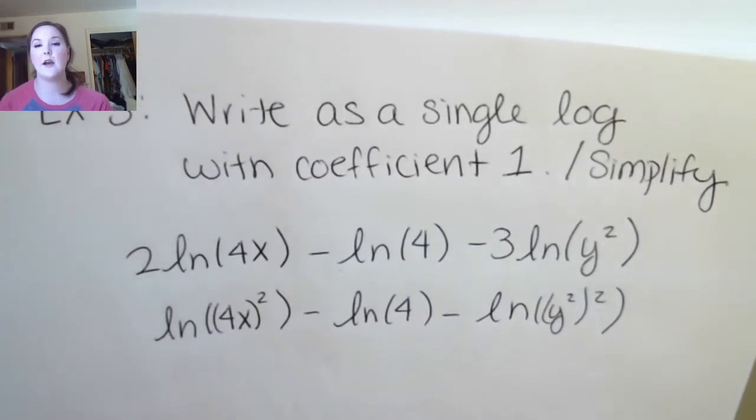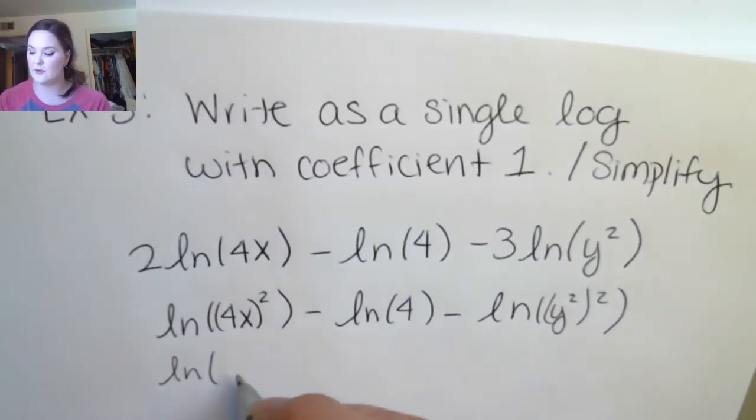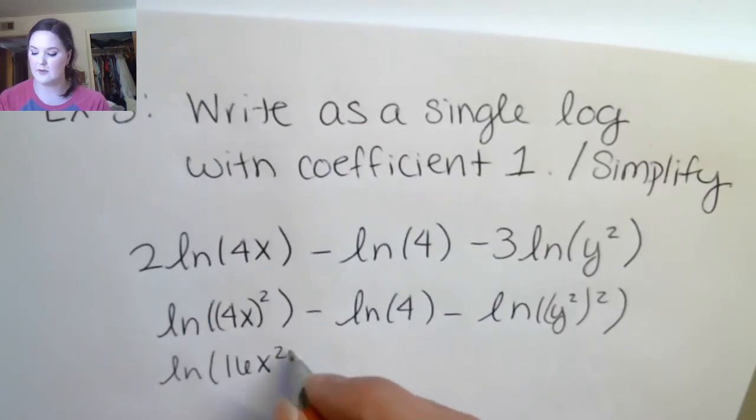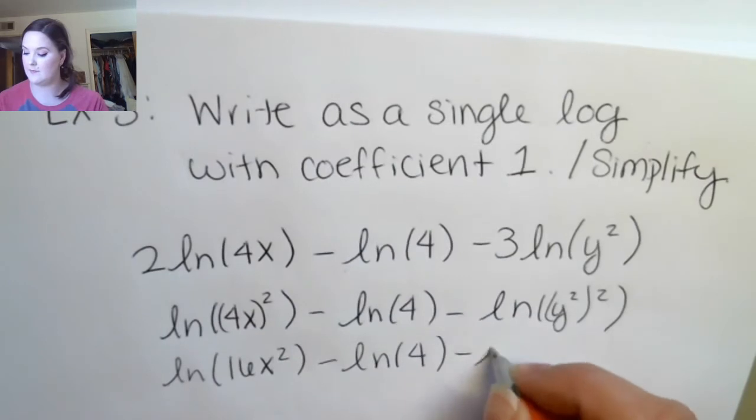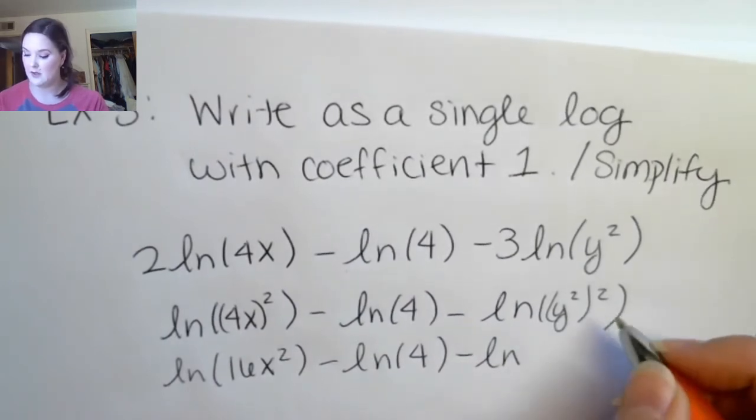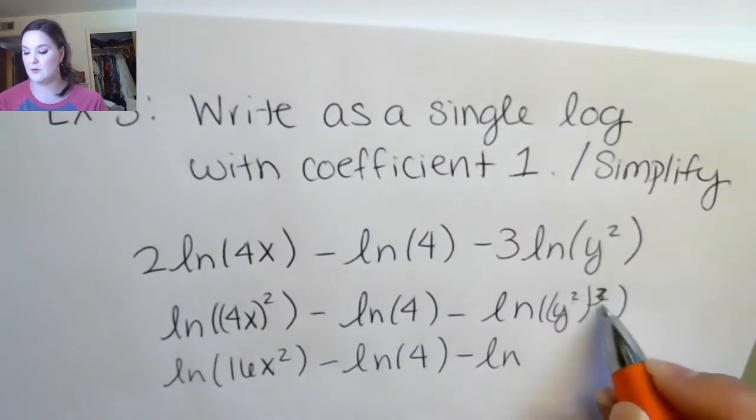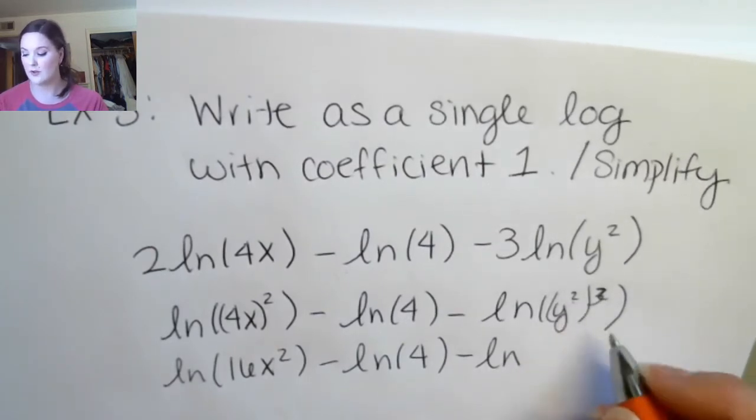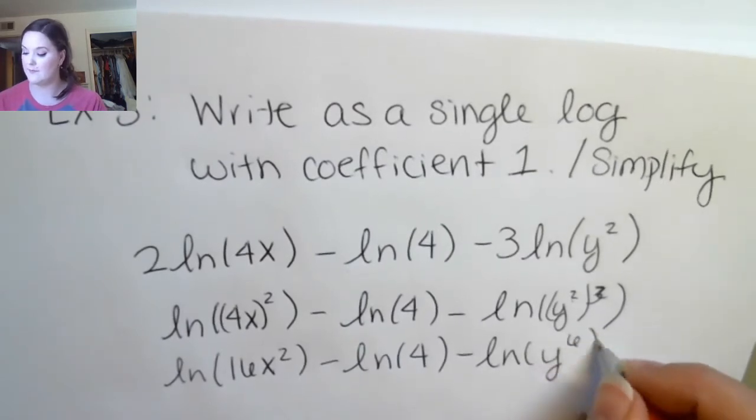Okay, and now I'm going to use my exponent rules to simplify these. So 4 squared is 16, x squared. Okay, and oops, this is a 3. When I have 2y squared to the third power, I'm going to multiply my exponents.